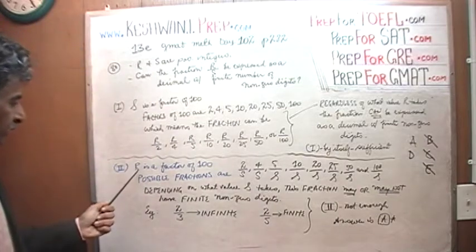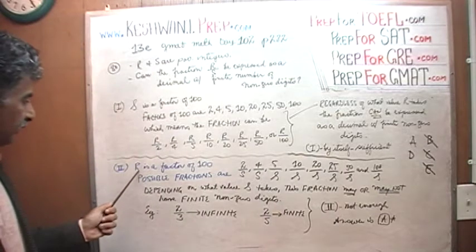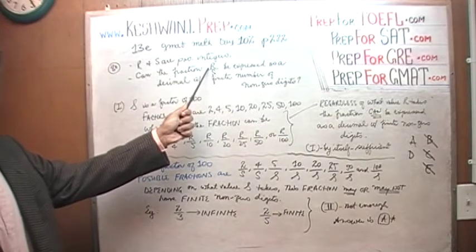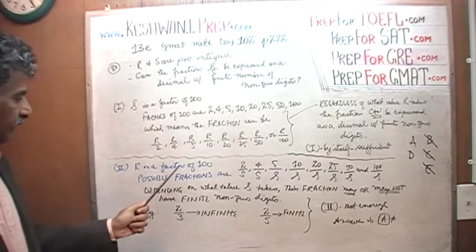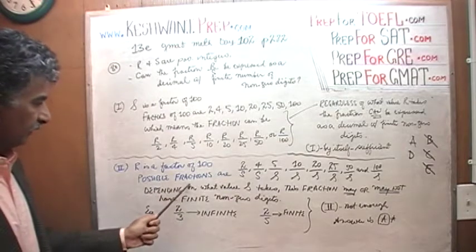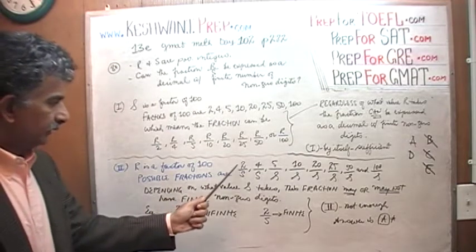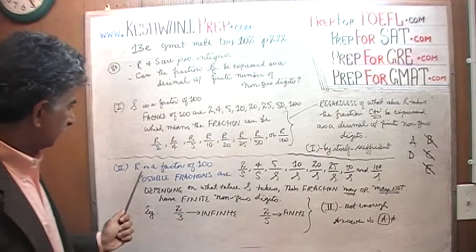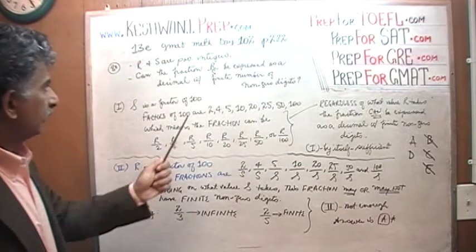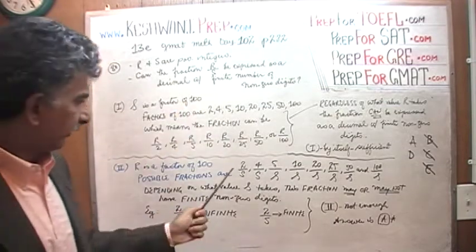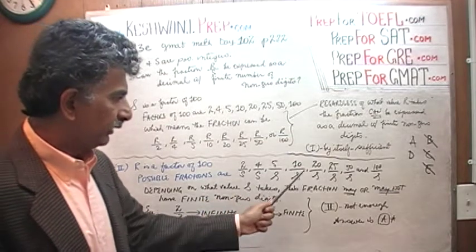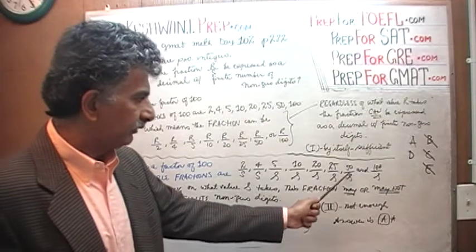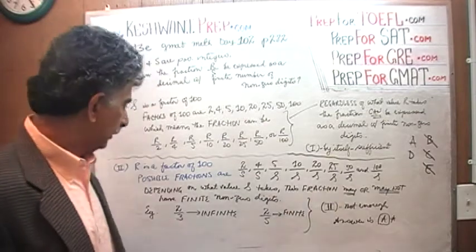In the second statement, they tell us the exact same thing, except now for the top guy, the numerator, they tell us that R is a factor of 100. Again, if R is a factor of 100, then the possible fractions are 2 over S, or 4 over S, or 5 over S, or 10 over S, or 20 over S, or 25 over S, or 50 over S, or 100 over S.